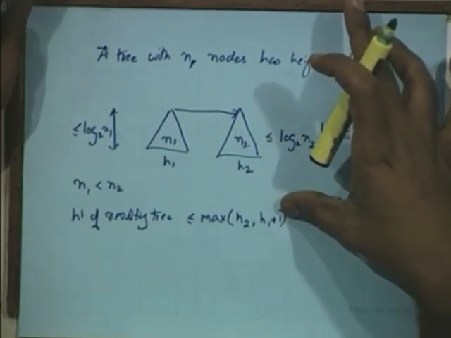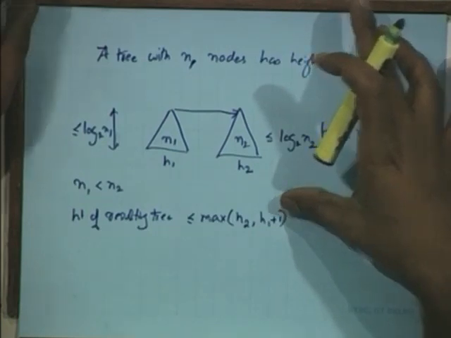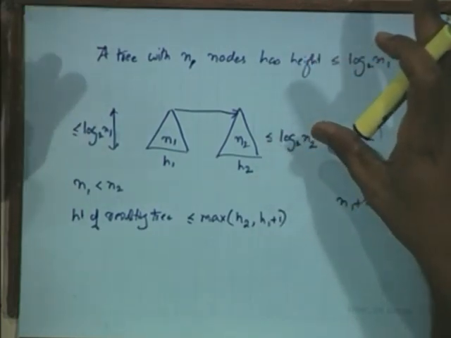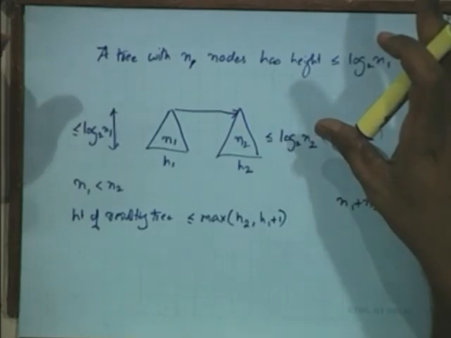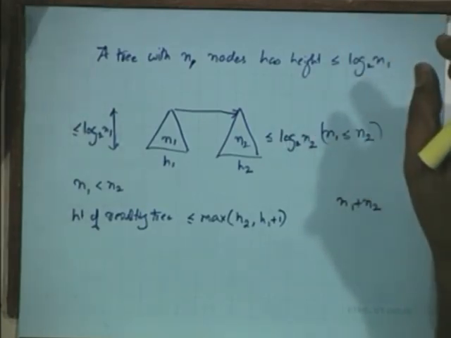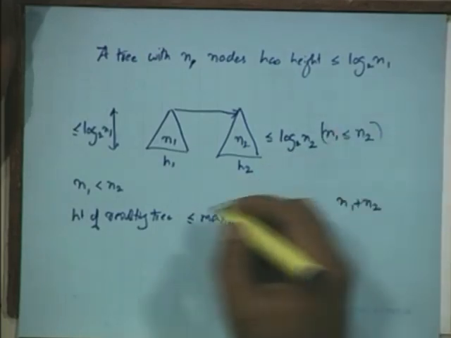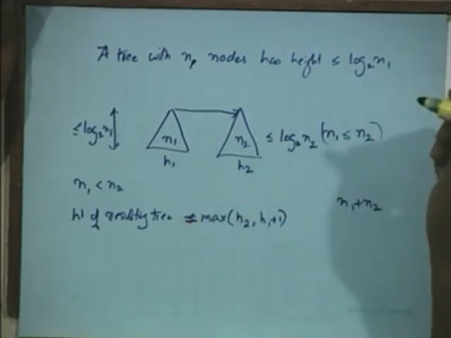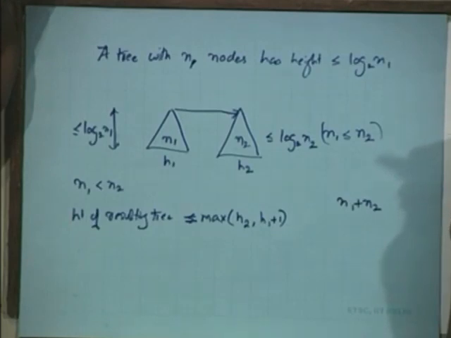Sir, h2 and h1 will be equal, right? N1 and n2 will not be equal. Oh, the height of the resulting tree, okay, fine. Equals max of h2, fine. Okay.